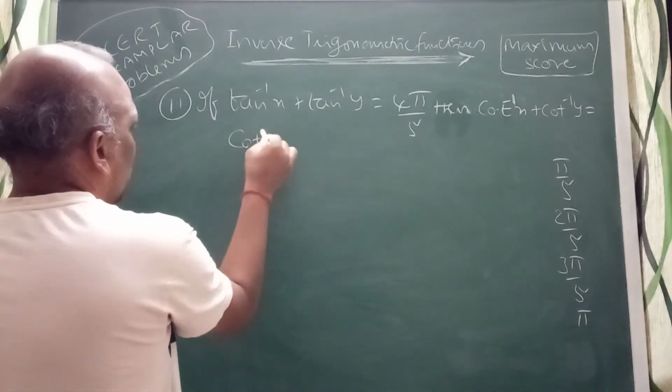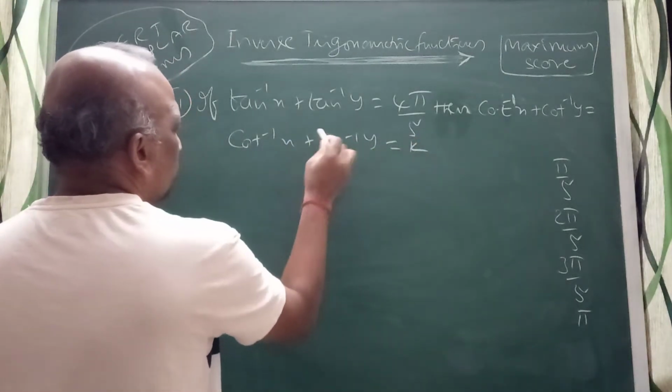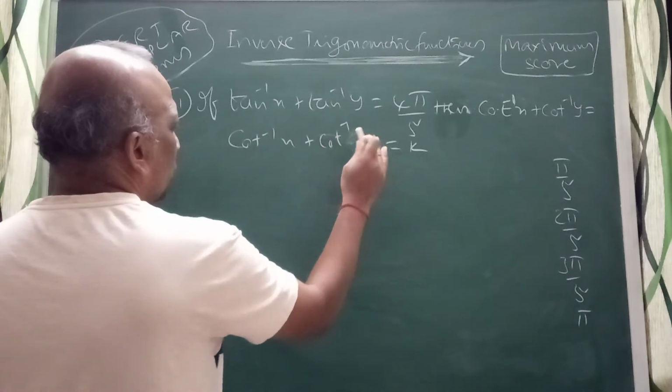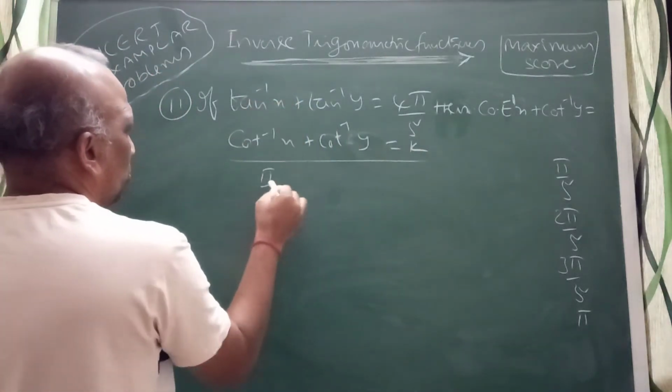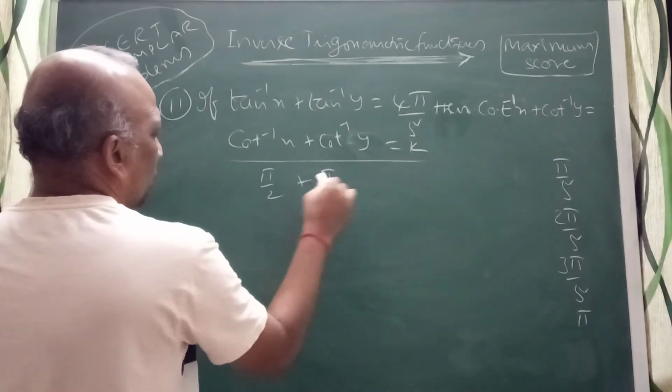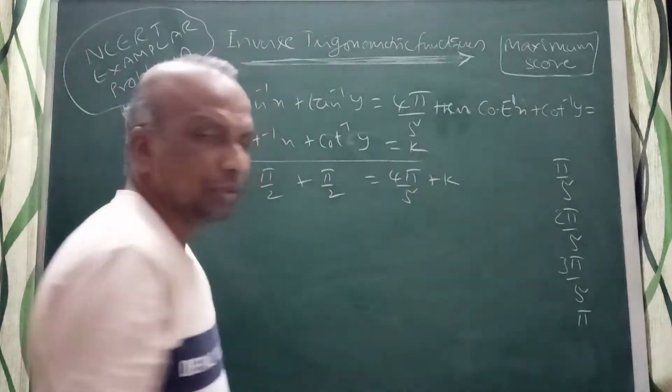You can write on this. Cot inverse x plus cot inverse y is equal to k. So we add this one. We know the sum of these two is pi by 2. This is also pi by 2, right? Equal to 4 pi by 5 plus k. Let it be k, the required value.